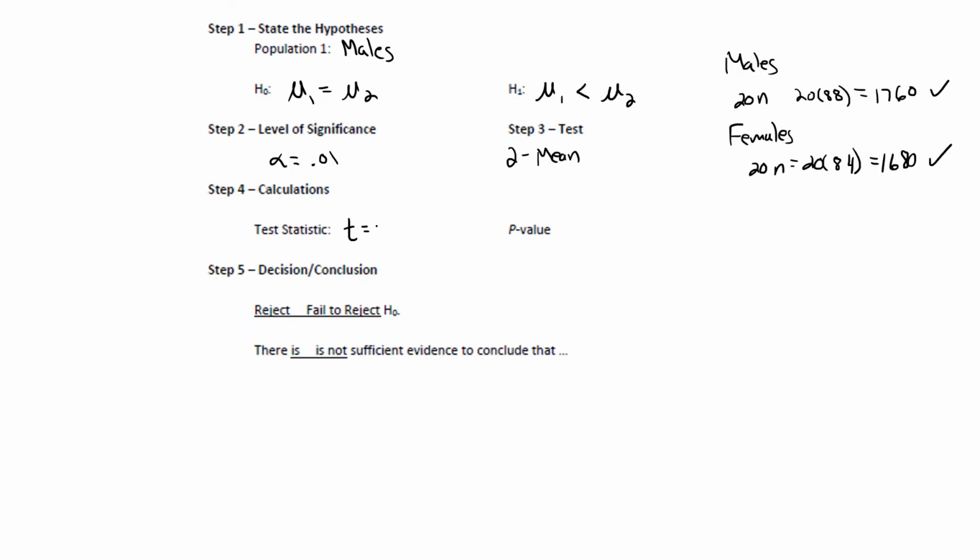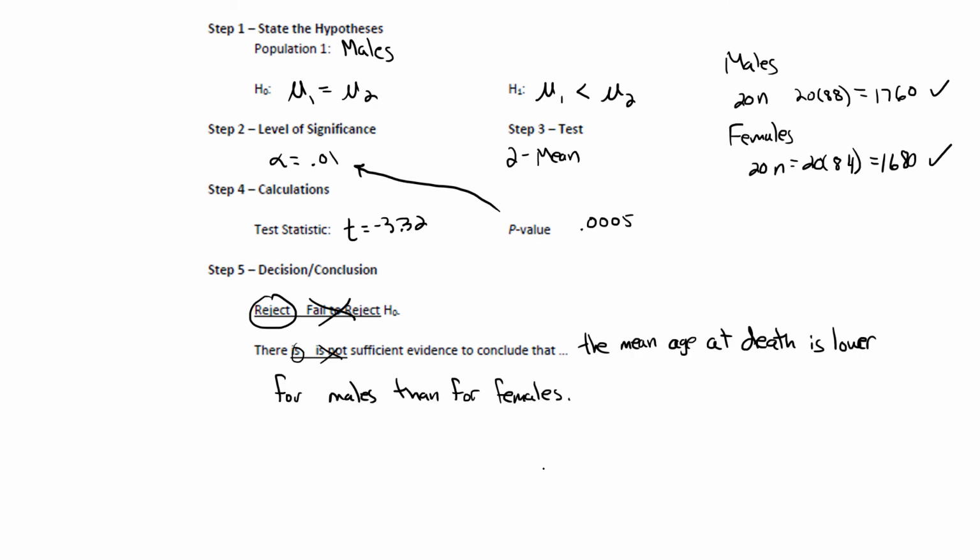We found that t was equal to negative 3.32. That means that our sample results were about 3 standard deviations lower than we expected, a little more than that. The p-value was 0.0005. That indicates that we should reject the null hypothesis because that is lower than the level of significance. And that means that there is sufficient evidence to conclude that H sub 1 is true. In this problem, that's that the mean age at death is lower for males than for females.